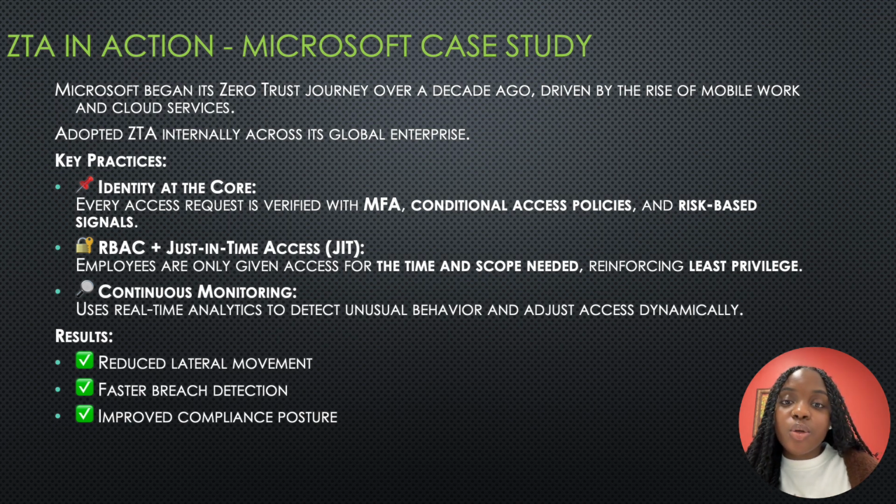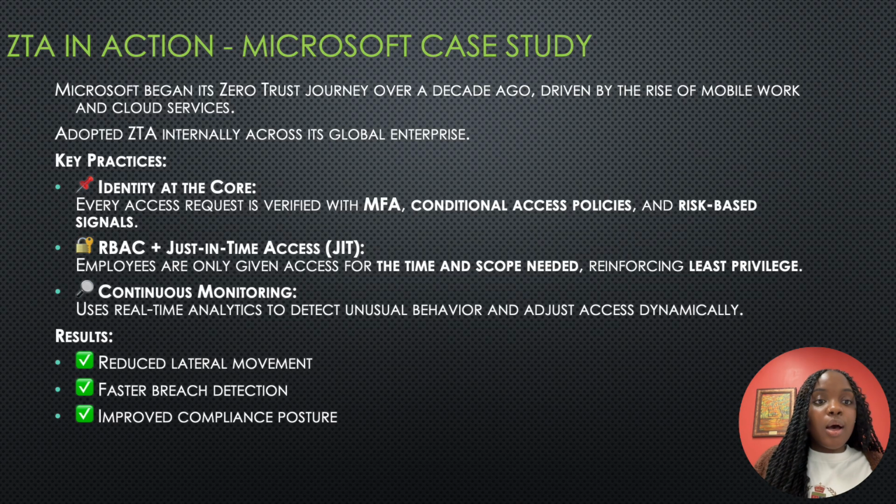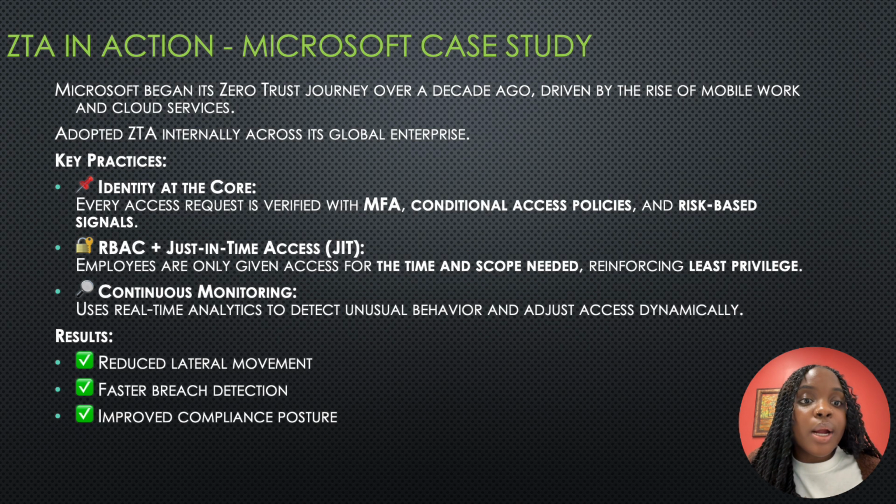A company that uses zero trust in real life is Microsoft. They started the transition a decade ago. They were driven by the rise of mobile working and cloud services. Their key practices: identity at its core. Every request is verified with multi-factor authentication. It has conditional access policies and risk-based signals. They use role-based access control and just-in-time access.